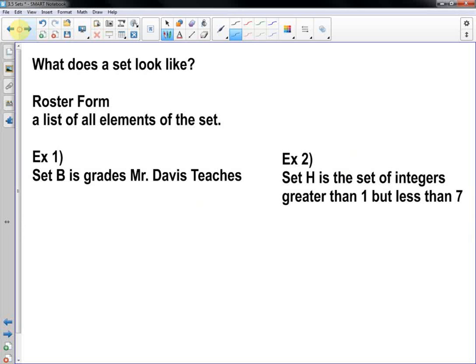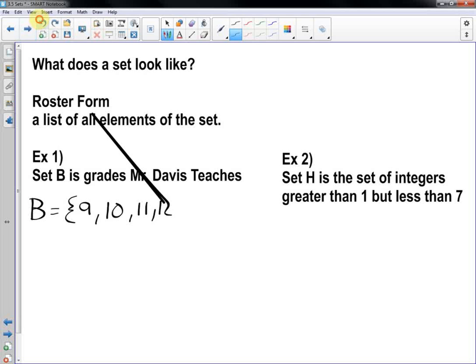All right, moving on. Let's think about what a set looks like. First off, we're going to talk about roster form. Roster form is where we just list all the elements in the set. So B is equal to, and then we use these funny brackets to say that's a set. It's the grades Mr. Davis teaches. I teach 9th grade, 10th grade, 11th grade, 12th grade. So we're just going to list that out.